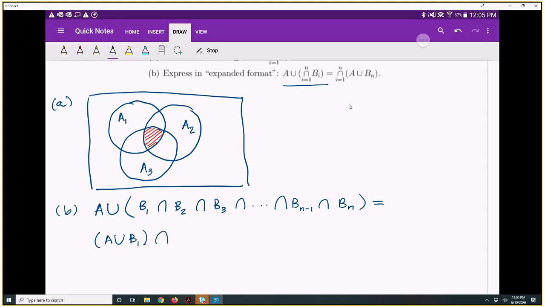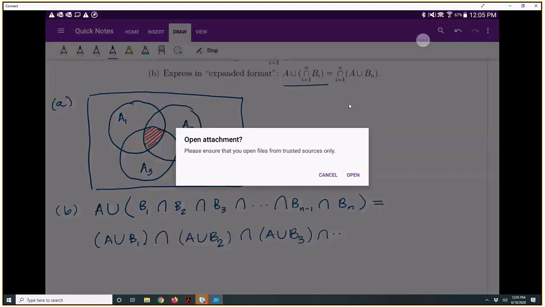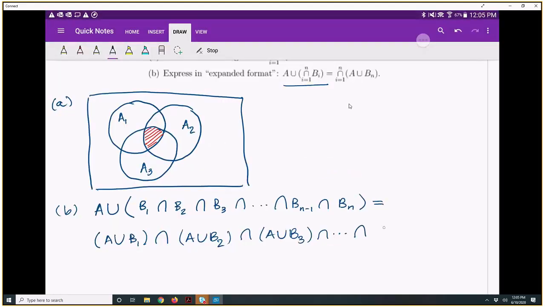Then intersection A union B sub 2, intersection A union B sub 3, intersection dot dot dot, intersection A union B sub n minus 1, intersection A union B sub n. So that's the expanded form.